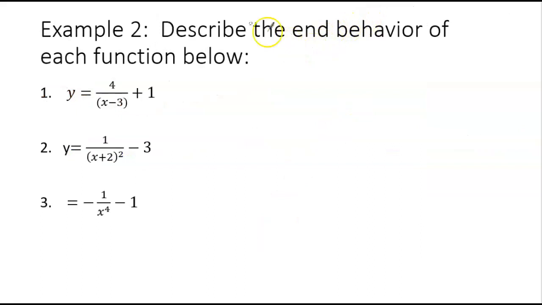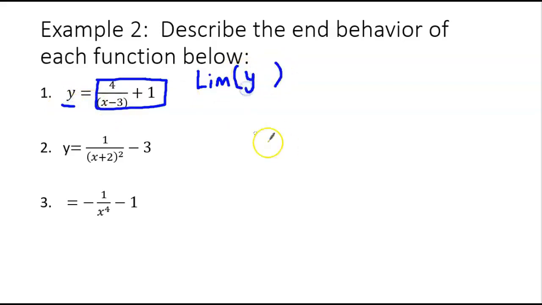So, for example 2, I want us to describe the end behavior of these functions. So, how do we describe end behavior? Well, let's go ahead and, instead of writing out this entire function here, just put what it equals. We'll just put y there. It's a little bit less writing.